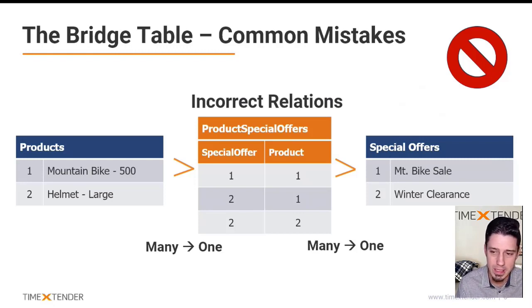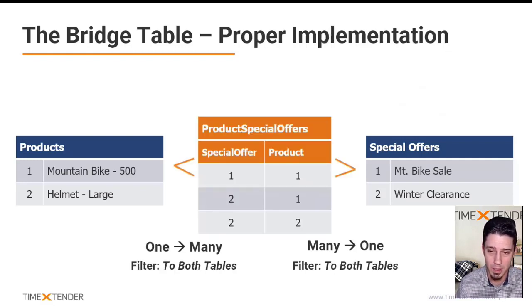But it's actually not like that, right? Because as we can see here, if we look on the products table, there's only one product per line item. And on the special offers table, there's only one product per row. So the correct setup would be to set it up like this, where both products and special offers are the one side of the relationship, and the bridge table is always the many side of the relationship.